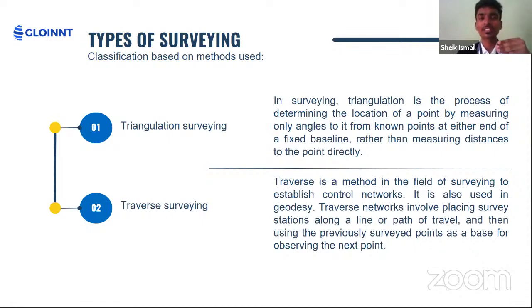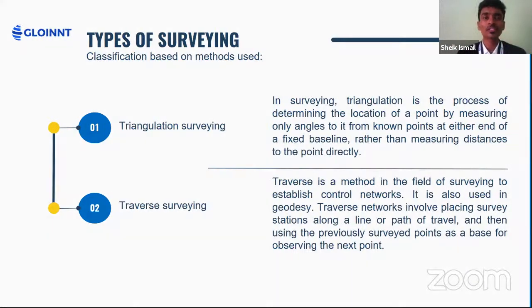When it comes to traverse surveying, it is a method in the field of surveying to establish control points. It is a linear and long survey. The network involves placing survey stations along a line or path of travel, and then using the previously surveyed points as a base observation for the next point. So I continue the work along a line or path of travel. In the next part of the traverse surveying, you consider the previous point as a base point, then start measuring. This is how the types of surveying are done.